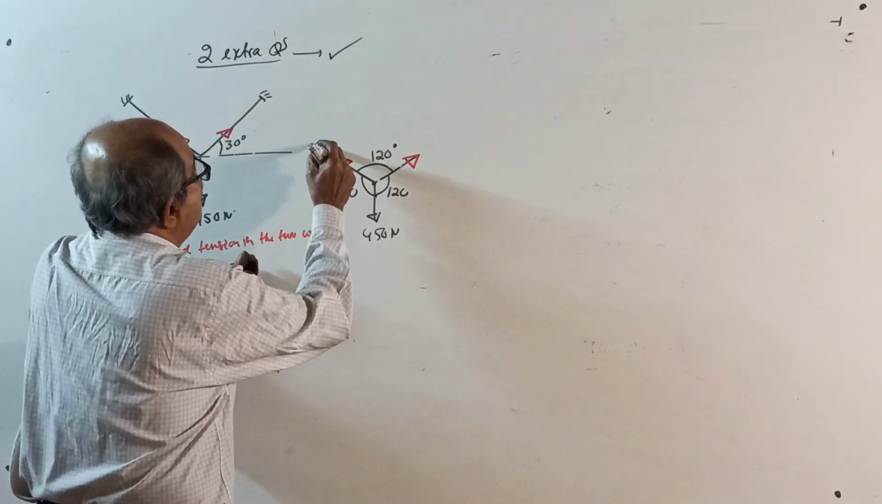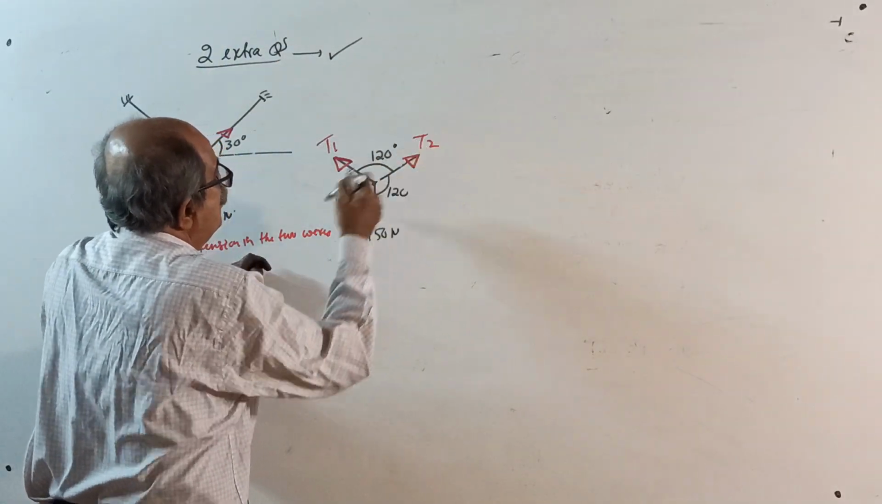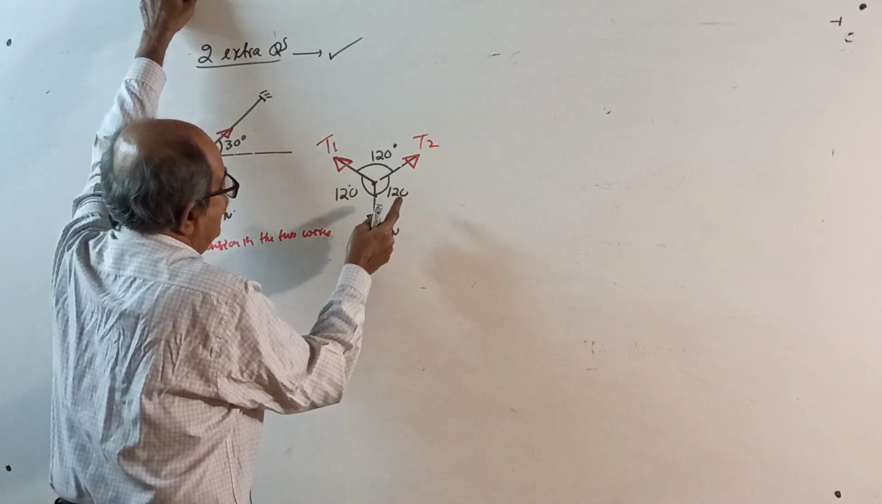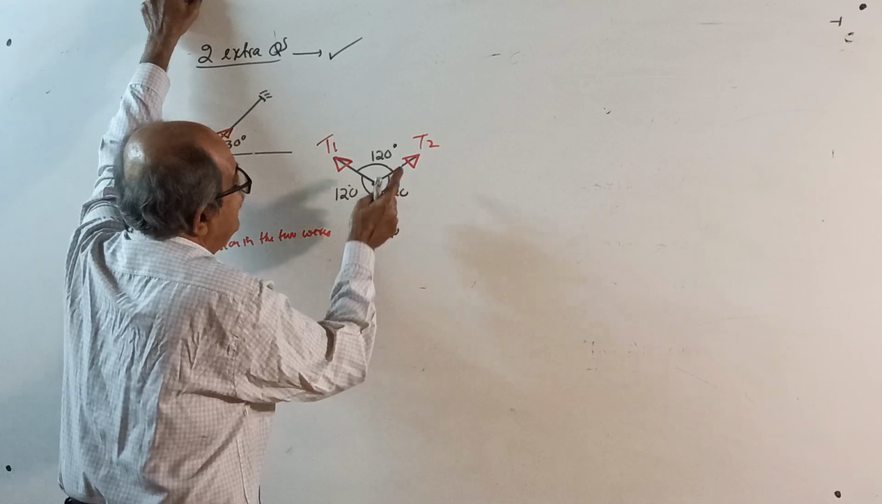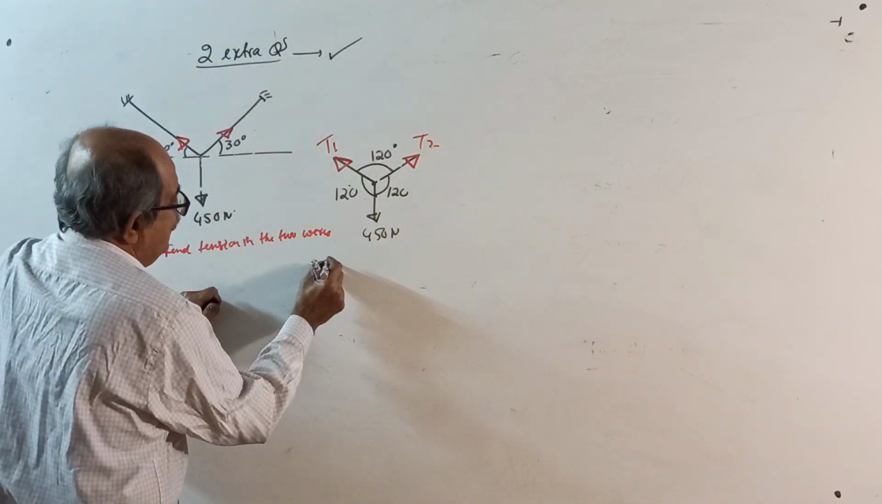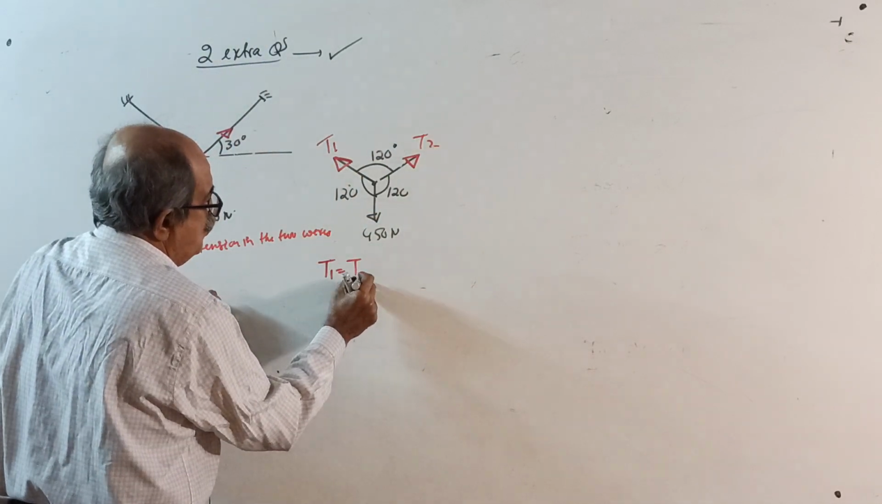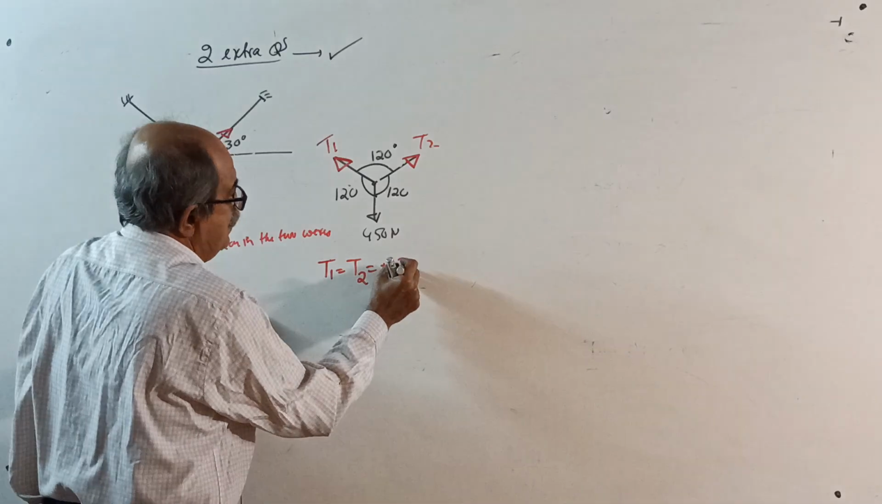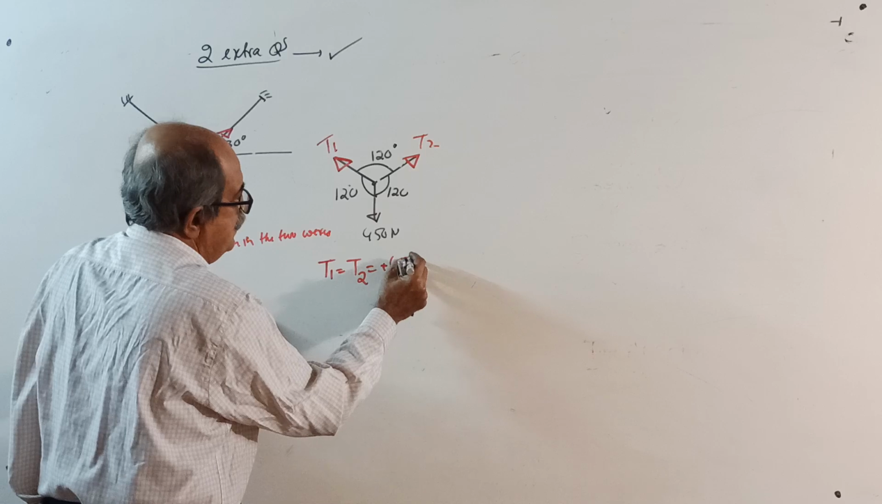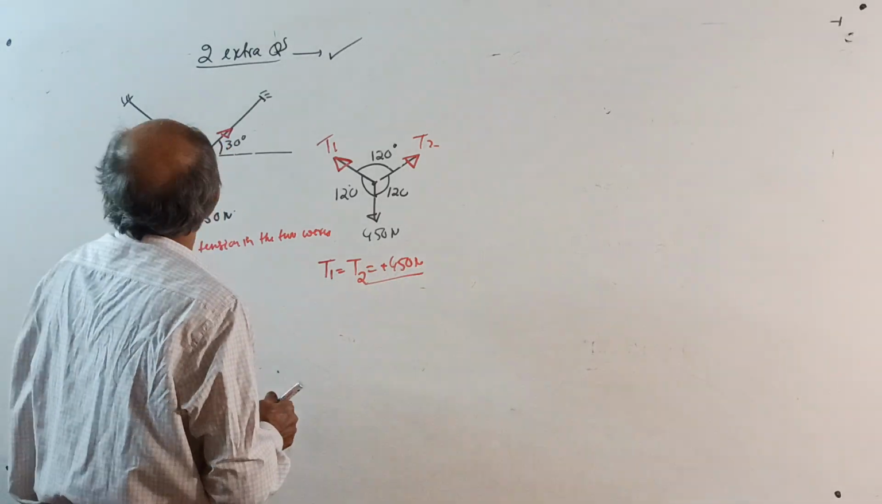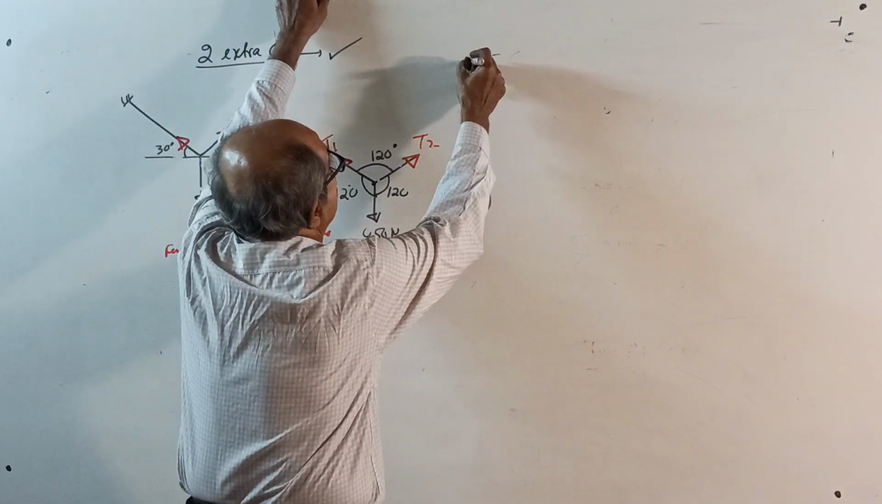I will call this T1. This I will call T2. Right here, 450 by sine 120 equals T1 by sine 120 equals T2 by sine 120. Your T1 will come equal to T2 equal to plus 450 Newton. Plus 450 Newton. Solve the question. Then, next question.